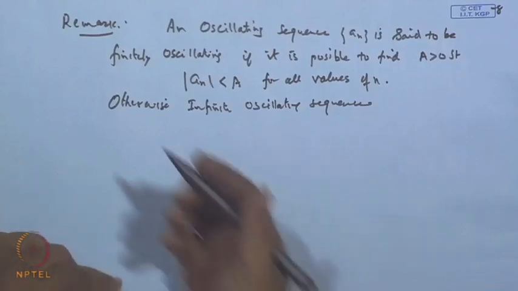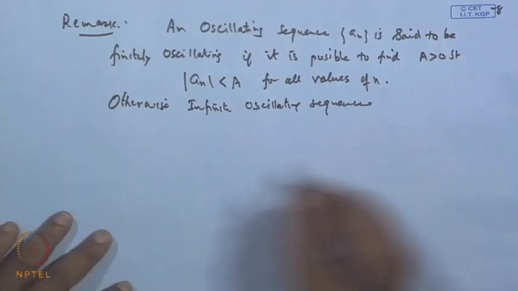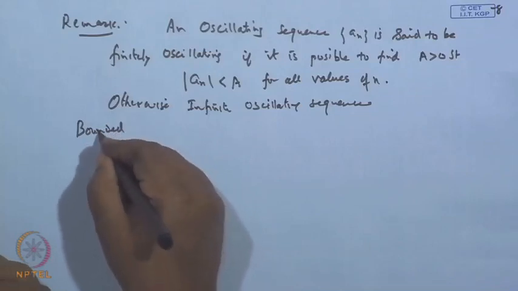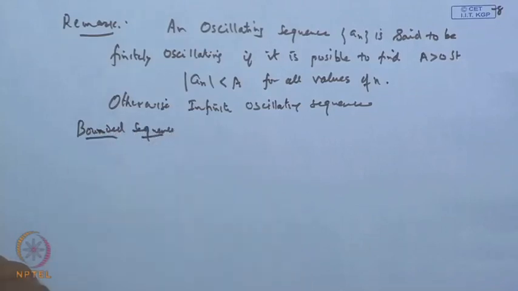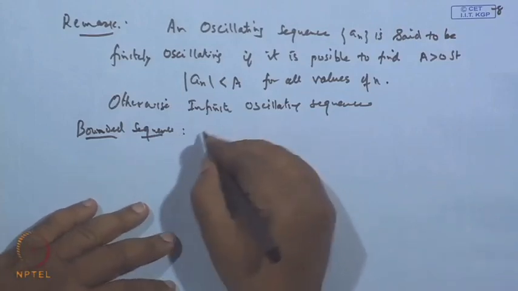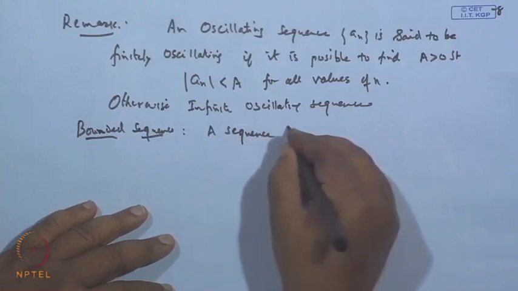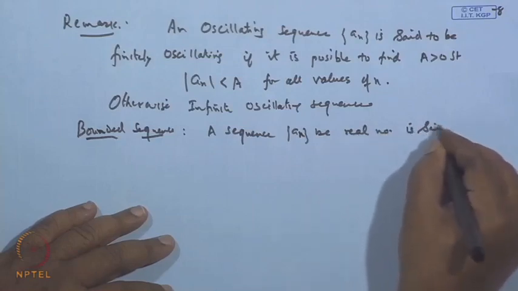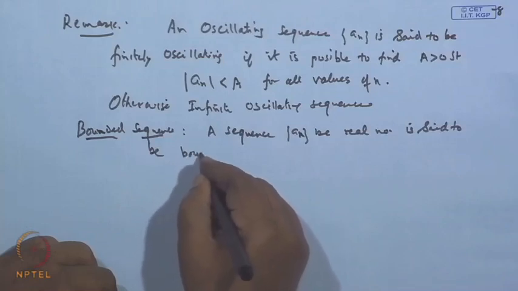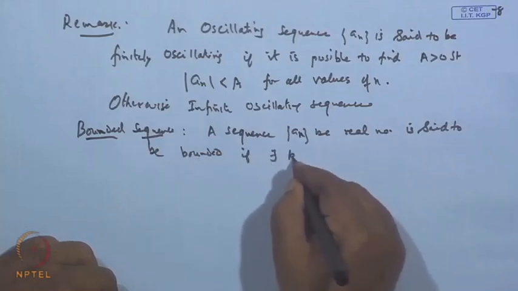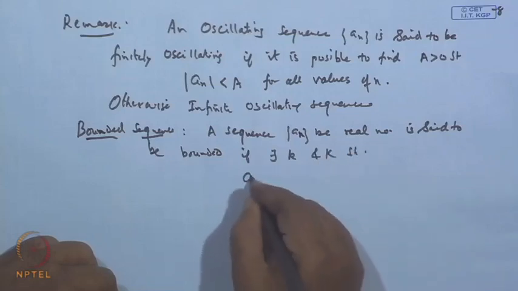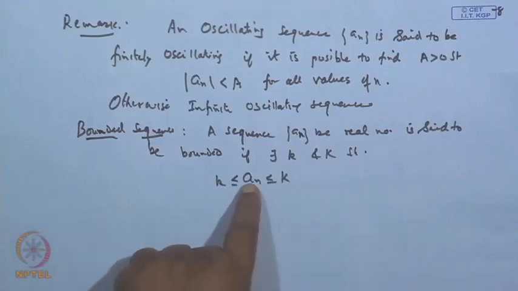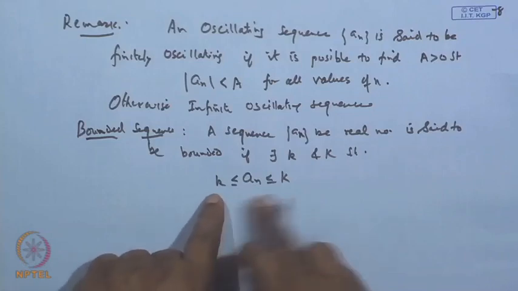Bounded sequence we have already discussed, and every convergent sequence is bounded. A sequence A n of real numbers is said to be bounded if there exist k and capital K such that small k is less than or equal to A n, which is less than or equal to capital K. Suppose we have the two bounds, it is not necessary that we have the same bound.